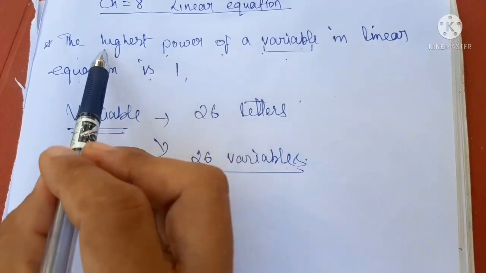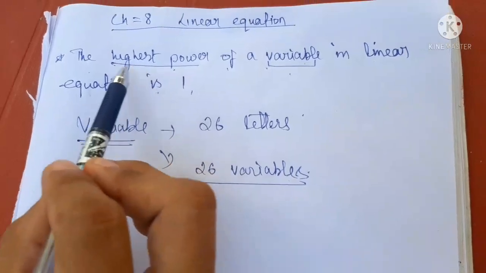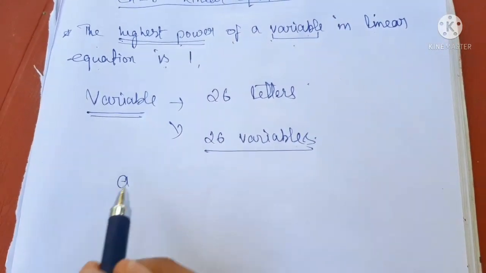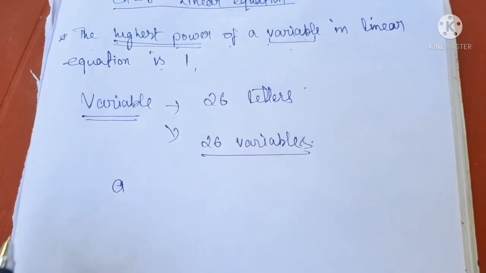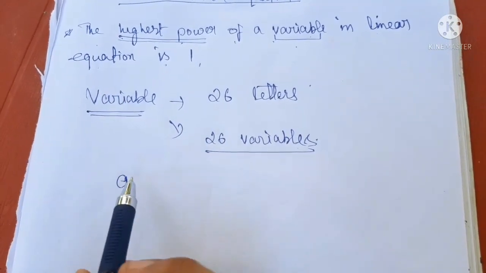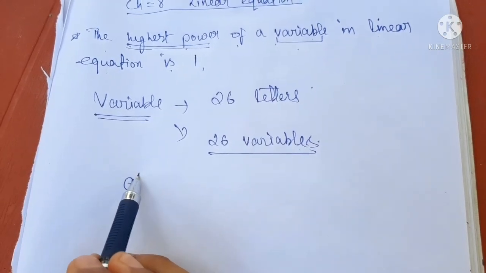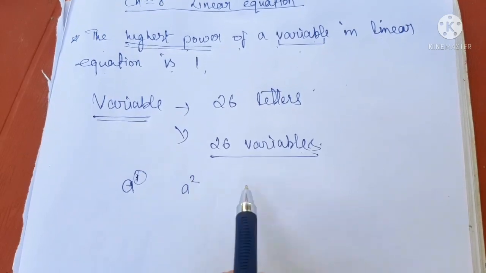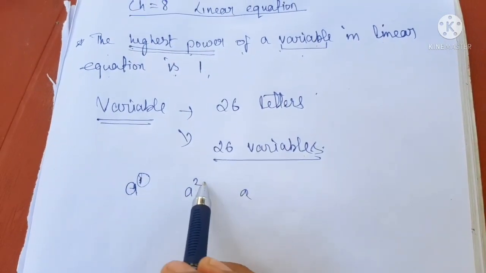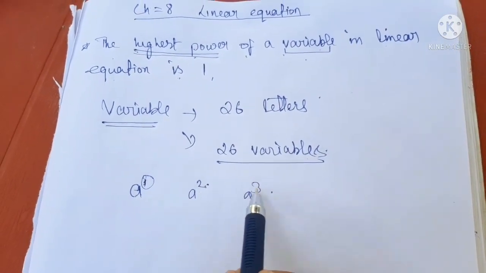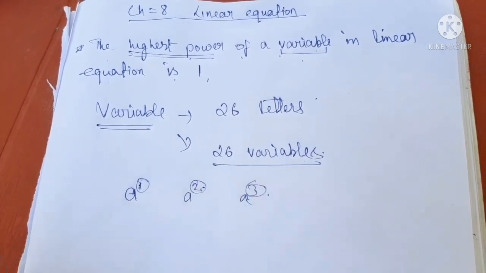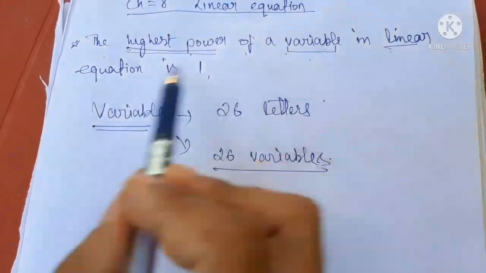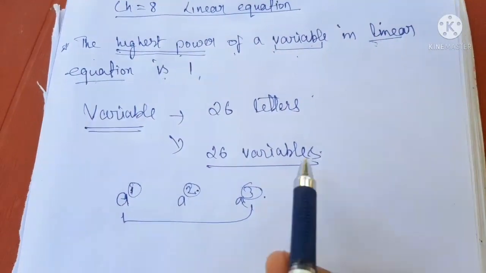Here again, what is meant by power? For example, I'll just take only one variable, a. What is power? Power will be here. Clear? These are all power: a to the power of 2, a to the power of 3. These are called power.